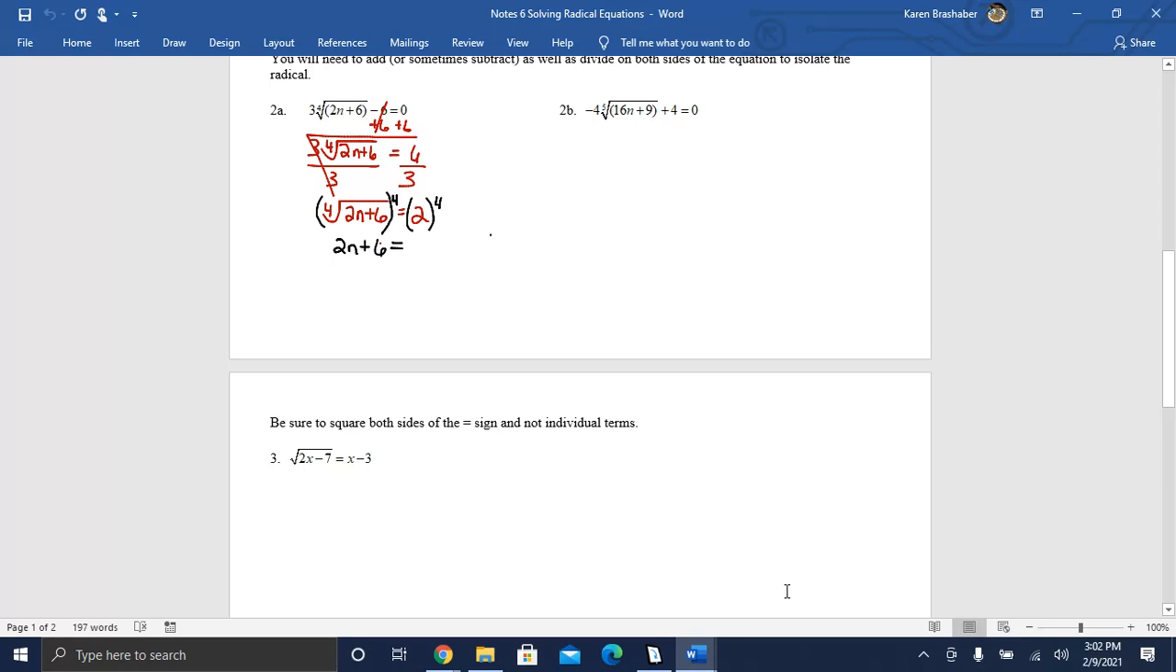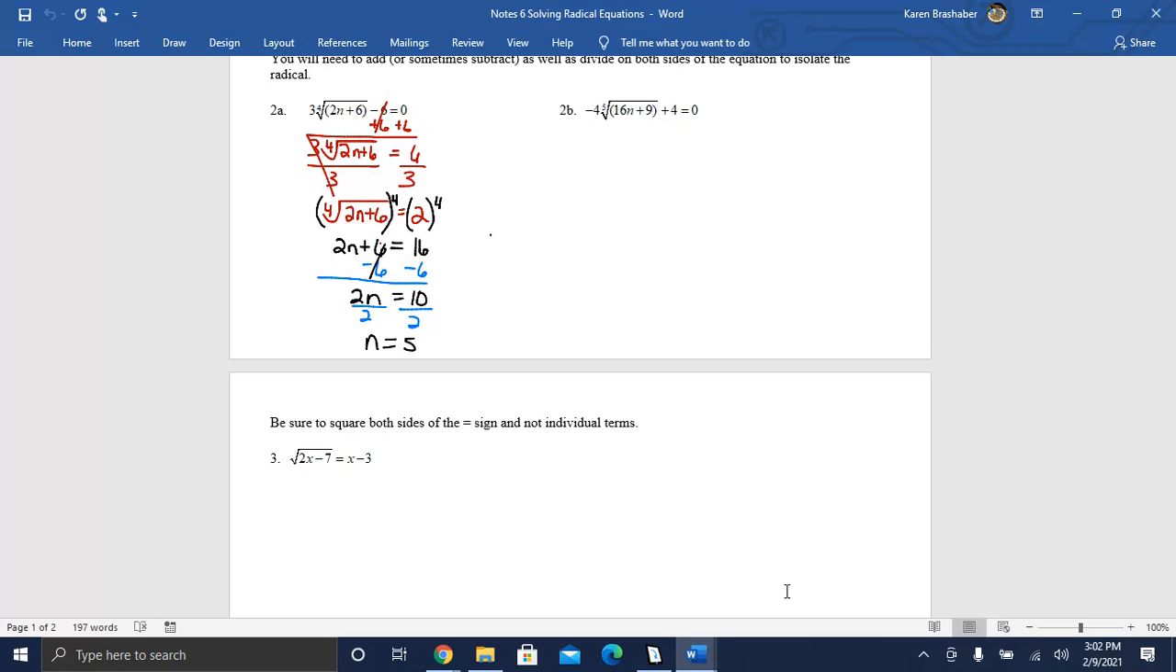So we get 2n plus 6 equals 16. Now we're just ready to do our algebra to get the equation solved. I don't know why I put 5. We want to minus 6 to both sides. And that would give us 2n equals 10. And then we'll divide both sides by 2. And our answer is n equals 5.